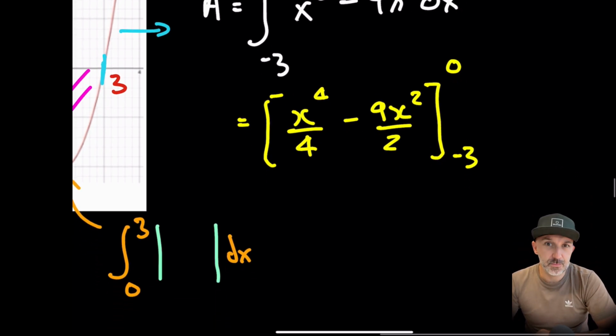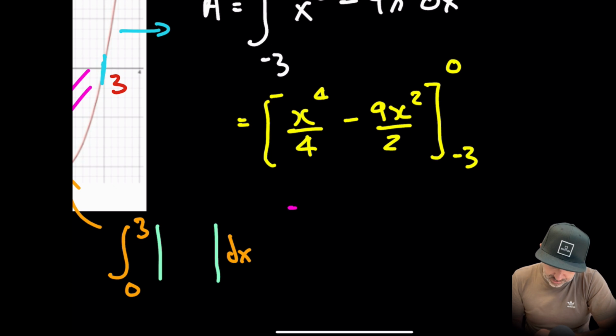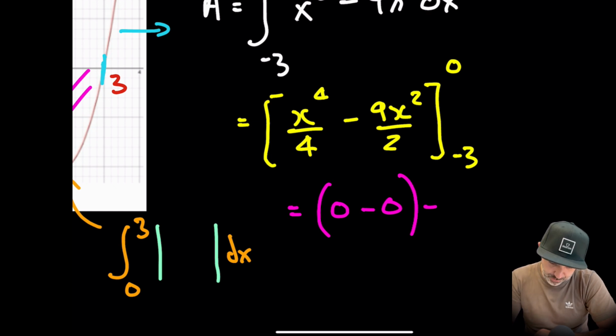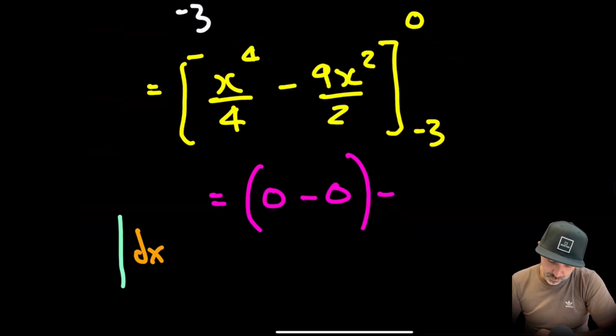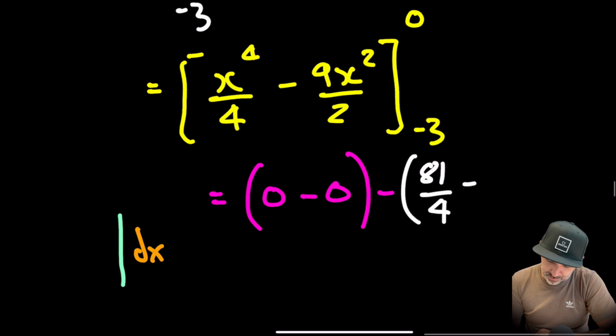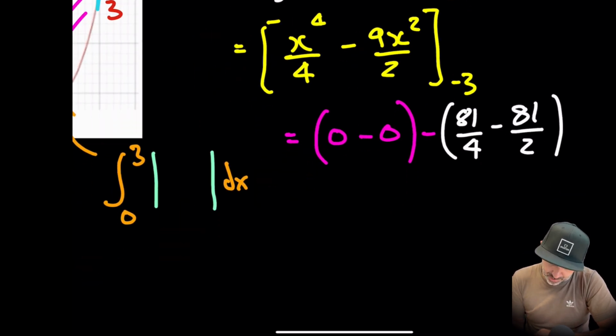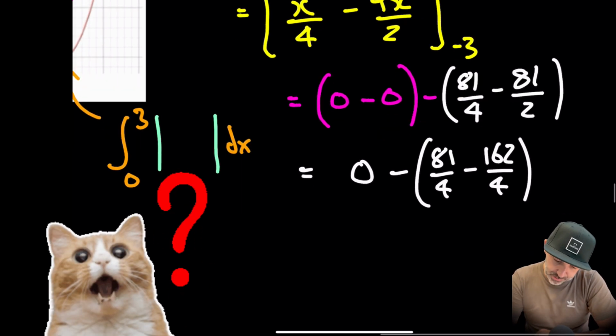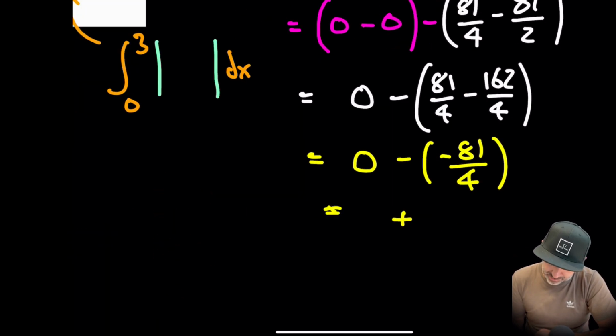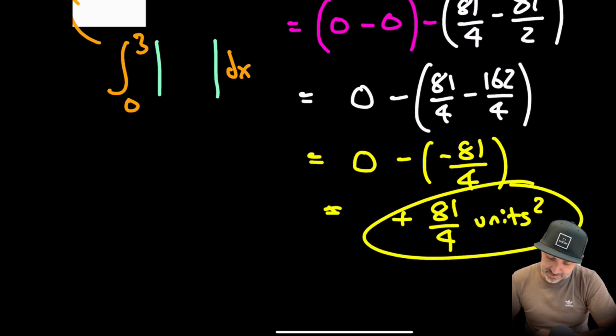Now we just go ahead and substitute these limits in now. So when we plug in 0, this is going to be 0, and this second term will be 0, minus, now let's just plug in minus 3. So minus 3 to the power 4 is 9 times 9 is 81 over 4, minus, that will also be 9 times, that will also be 81, but this time over 2. Right, so we've just got to tidy that up. We've got 81 over 4 units squared, right? So that is the area.